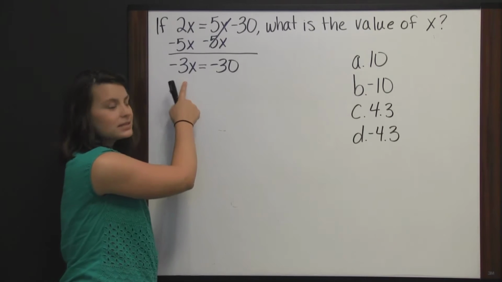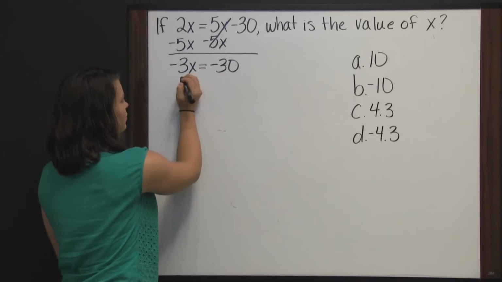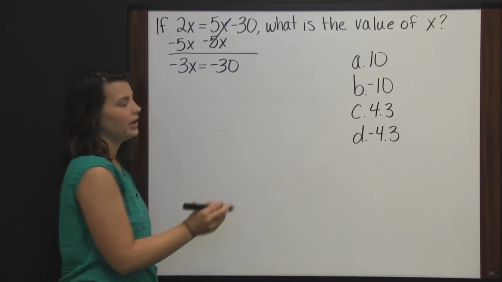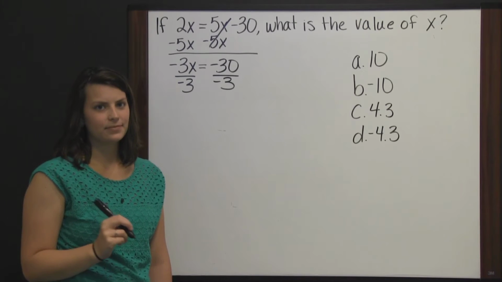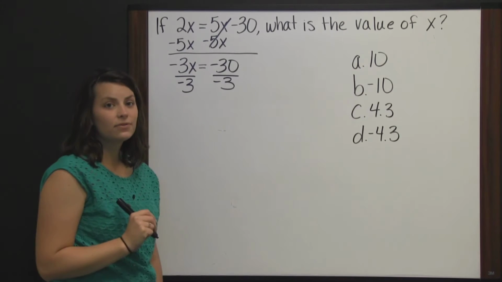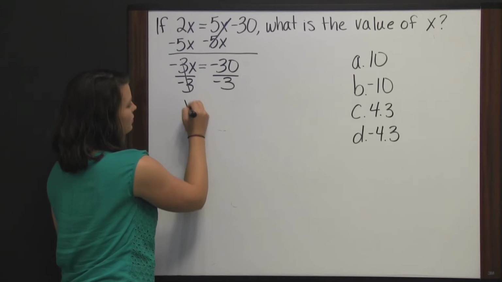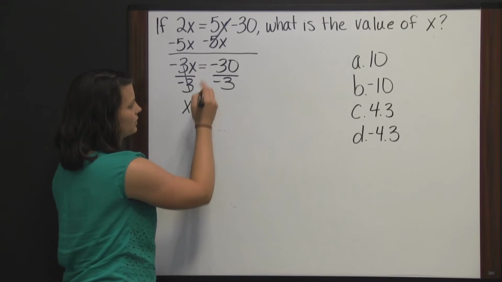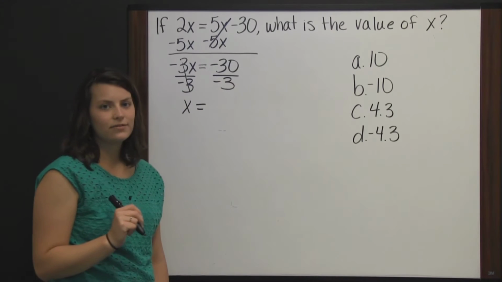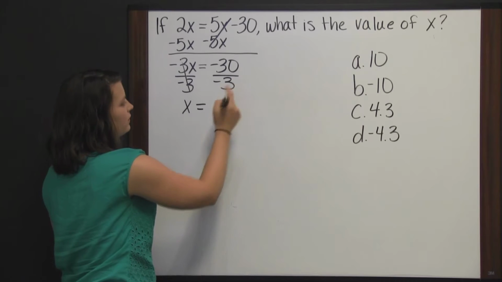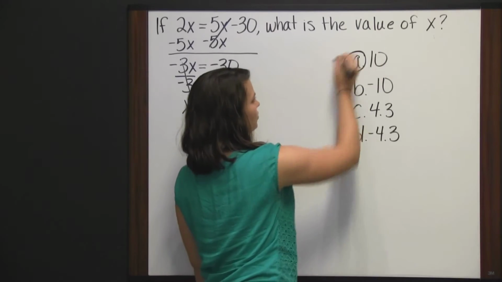Now we have negative 3 times x is equal to negative 30. So to solve for x, we need to do the opposite of multiplying by a negative 3, which is dividing both sides by a negative 3. Negative 3 divided by negative 3 is 1. And 1 times x is just x. So we have x equals negative 30 divided by negative 3. A negative divided by a negative is a positive. And 30 divided by 3 is 10. So x equals 10, which is answer choice A.